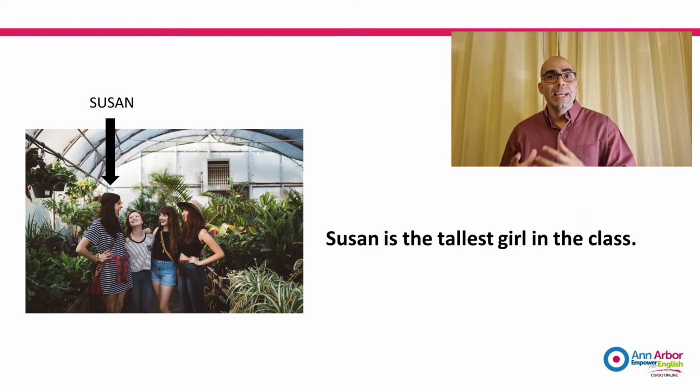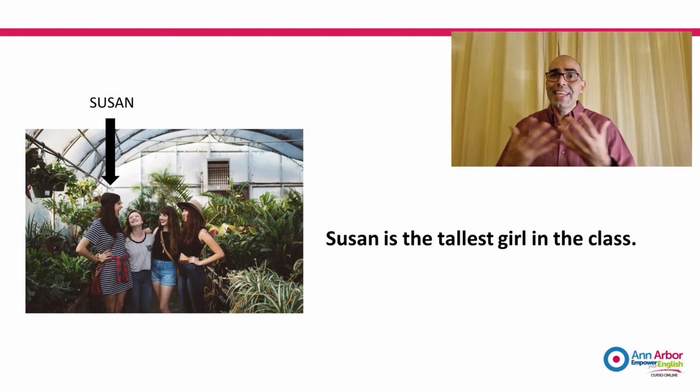Okay, you must be thinking, what about the superlatives? It was in the name of this video. This video is almost over and we haven't talked about superlatives yet. Don't worry. After understanding the comparatives, the superlatives are quite simple. In the comparative sentences, we compare two things. In the superlative sentences, we're also comparing, but we're highlighting one thing in a group. Susan is the tallest girl in the class. In this sentence, I'm comparing Susan to the rest of the girls in the class.